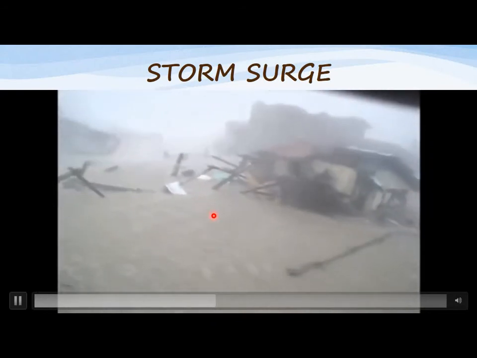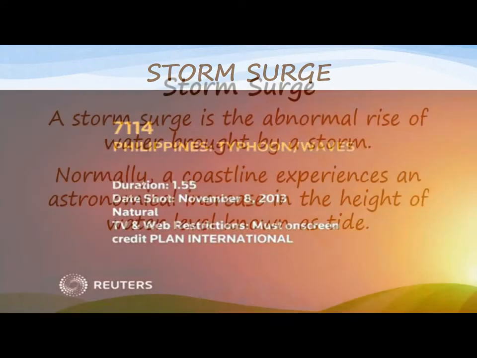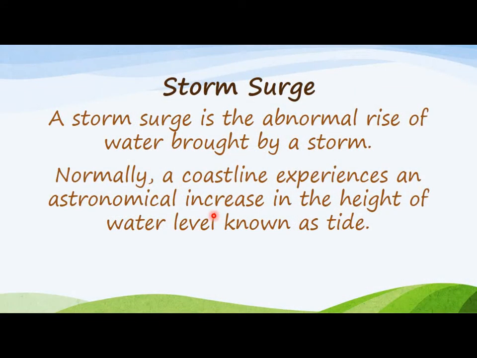Okay, anyway, that is, again, storm surge. You noticed earlier, right? When we say storm surge, it is the abnormal rise of water brought by a storm. It means that because of the bad weather, because of the typhoon, the wind is so strong that it helps raise and strengthen the force of the water hitting the places or things near the sea.